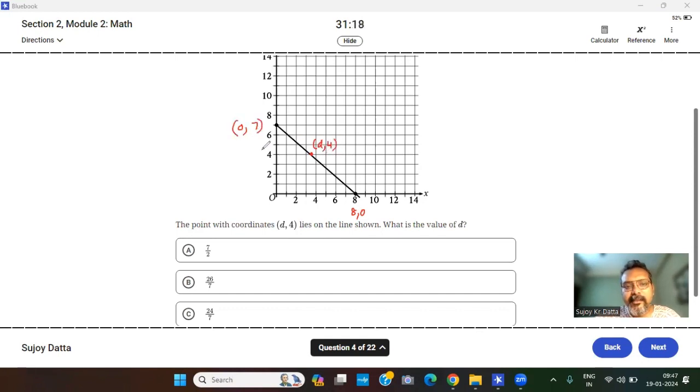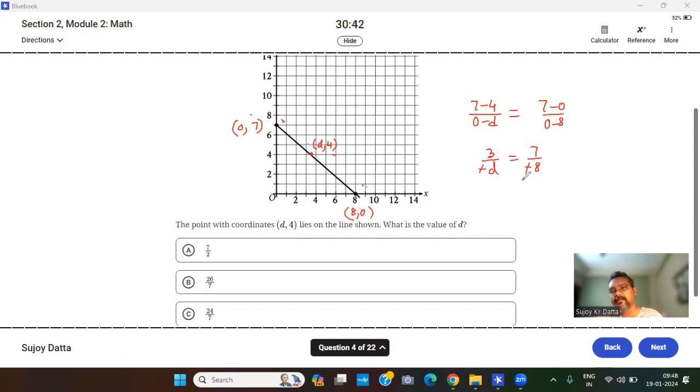So the slope must be the same for all of these lines, for whichever points you take. So if I consider these 2 points, this and this, my slope is 7 minus 4 over 0 minus d. That should be the same as the slope for these 2 points. We will not again use d, 4 and 8, 0 because then I'll get an equation and then I have to solve the equation. I'll just take a number quickly. So 7 minus 0 over 0 minus 8. So that gives you basically 3 over negative d equals 7 over negative 8.